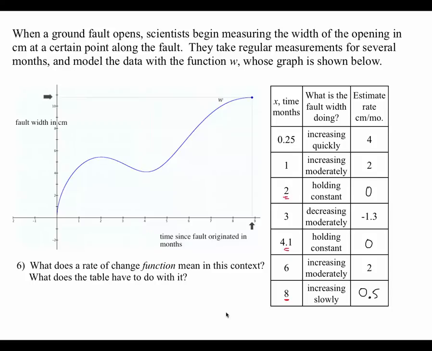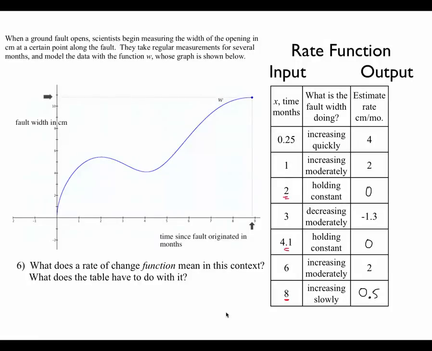Let's start with part two. What does the table have to do with a rate of change function in this context? Does it have anything to do with it? If you were to have a rate of change function, and you plug in any x, so 3 will give you negative 1.3. Okay. All right. So you're saying that the time in months is input, rate of change is? The table is the rate of change function, or it is a representation of it.